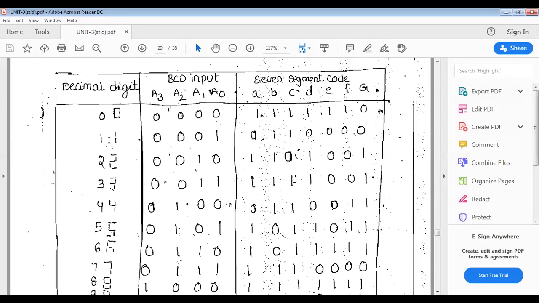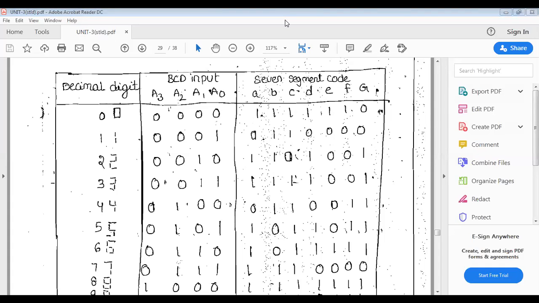Then for the second value, you can see the 1. The 1 is a decimal digit. It is represented with A off and B on, and the remaining C, D, E, F and G are off. The binary is 0, 0, 0, 1. I can see A is 0, D is 0, E is 0, F is 0, and G is 0. It's only B and C that are on.